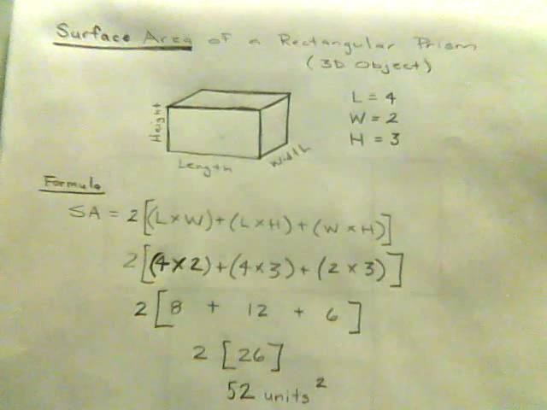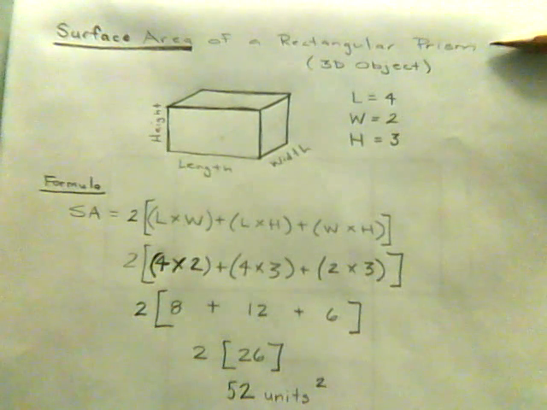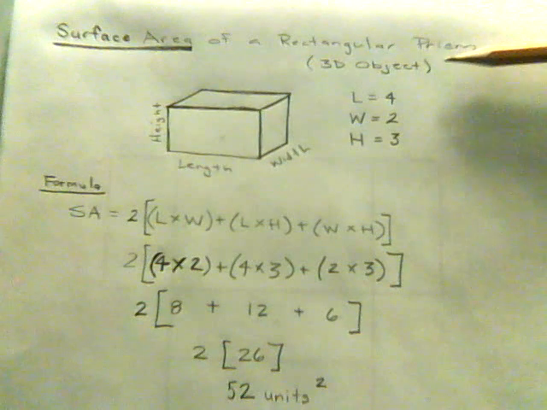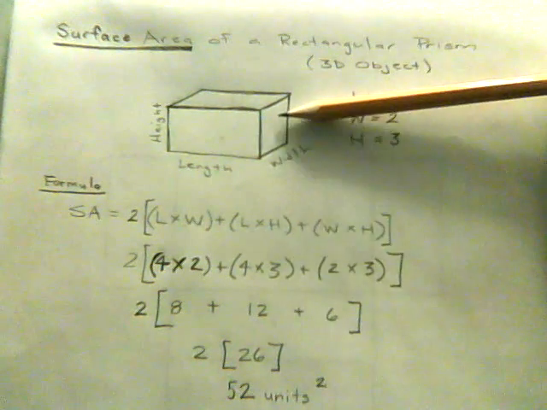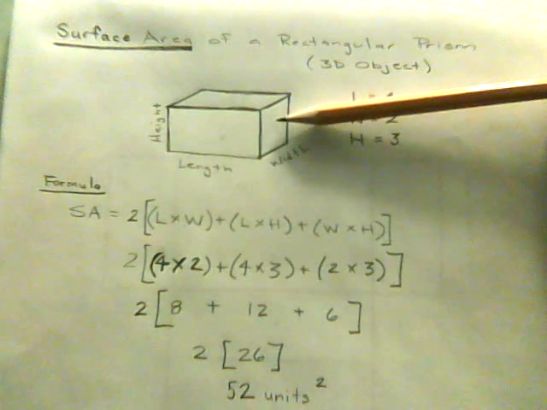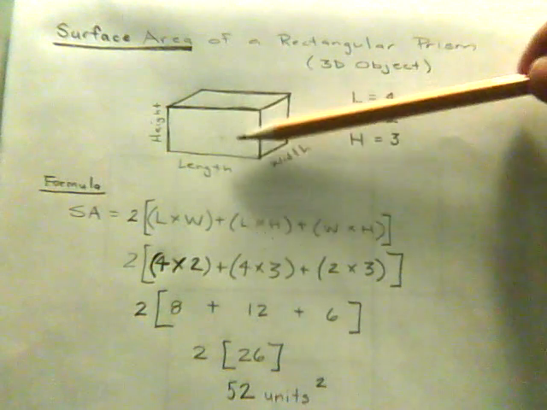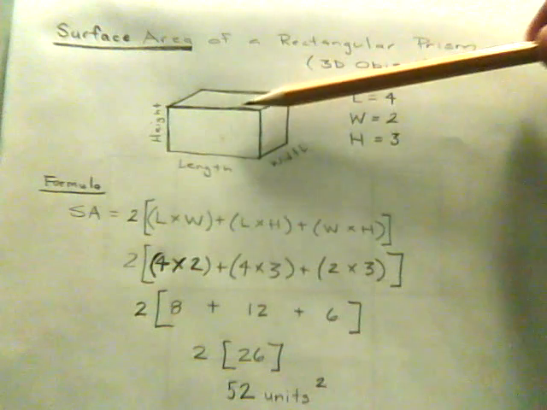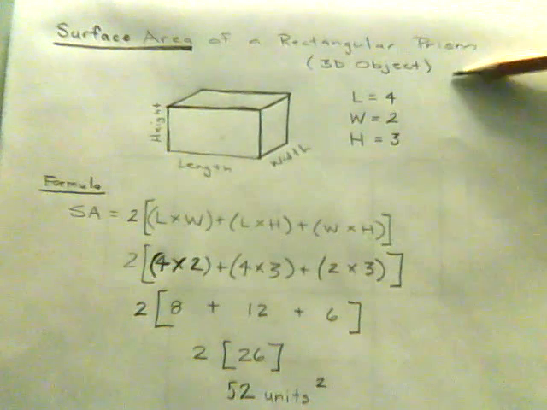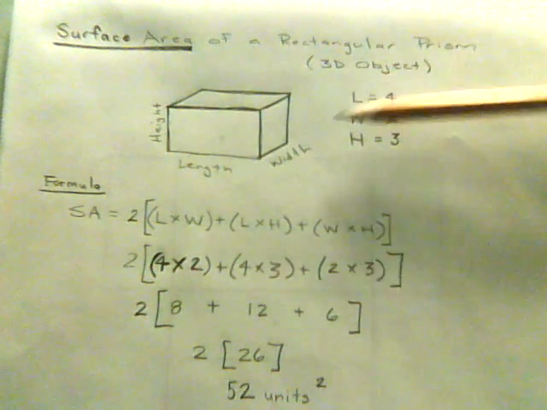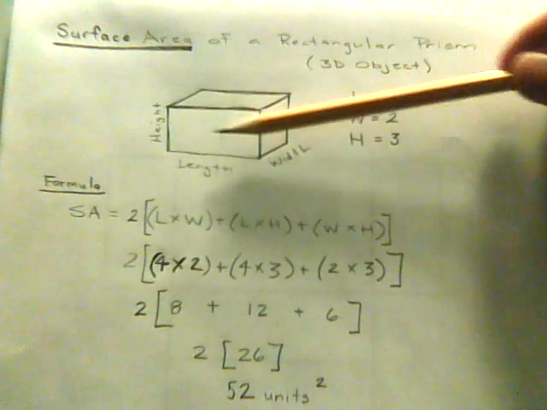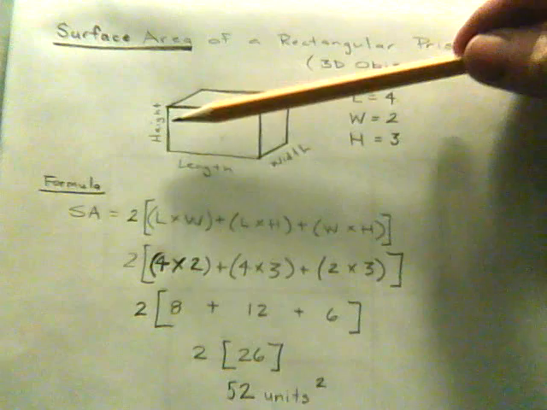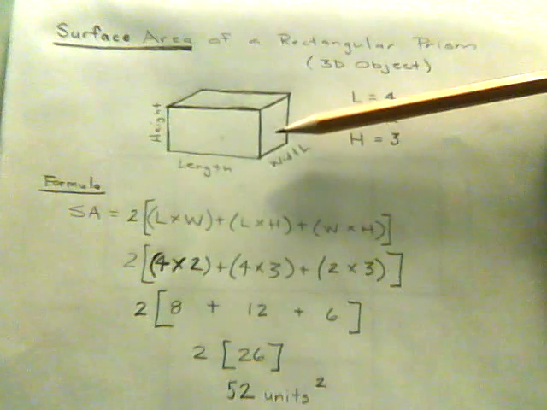This is the quick lesson on surface area of a rectangular prism. A rectangular prism is a three-dimensional object, also known as a box. There are, of course, other three-dimensional objects, but the ones that look like a box or a number cube are, technically speaking, rectangular prisms. We want the surface area, which is a measurement of the outside of it, as opposed to volume, which is a measurement of the inside.